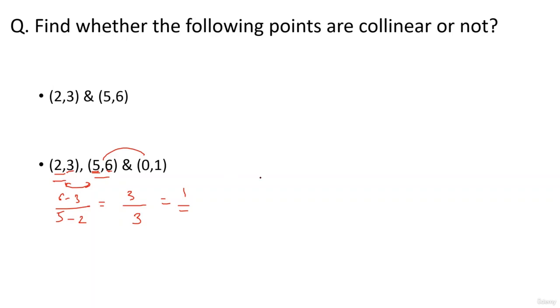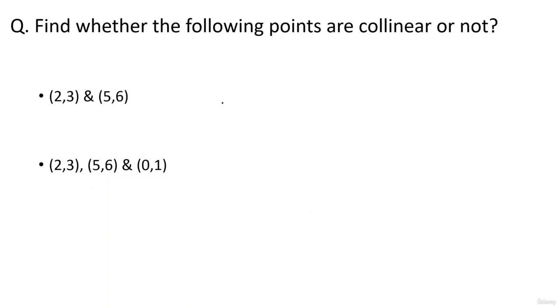Now let's check the slope of the second and third points. (5, 6) and (0, 1) will be 6 minus 1 divided by 5 minus 0. This comes out to be 5 upon 5, equal to 1. The slope is the same, right? इसका मतलब the first 2 points when you join them, जो भी line बनेगा तीसरा वाला point उसी पे lie करेगा, right? So the answer for this question also is yes. The points are collinear.